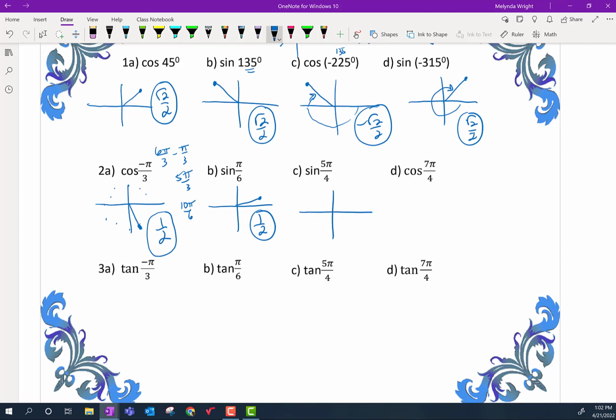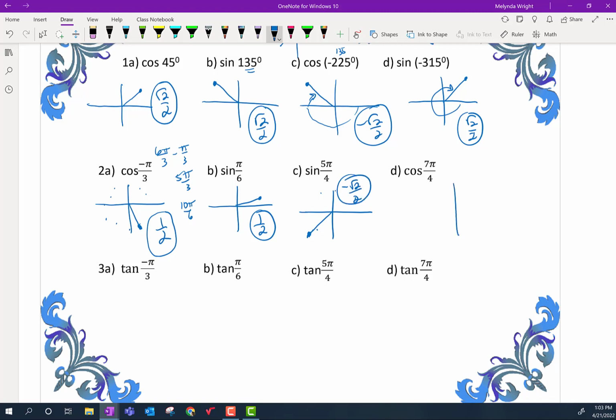Okay, 5 pi over 4. Let's count. So 1, 2, 3, 4, 5. That's 5 pi over 4 right there. Okay, so we know the 45, 45, 90s are just the root 2s over 2s. And so that's sine, which is y. So that would be negative root 2 over 2.